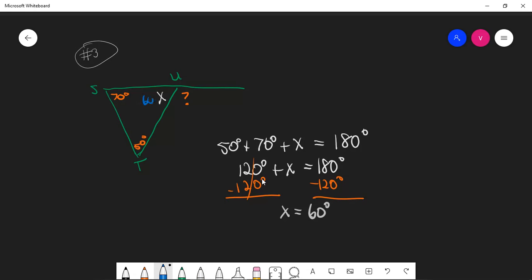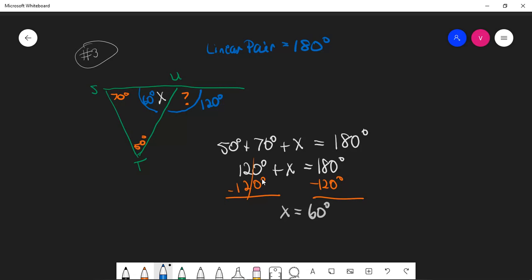If X is equal to 60, these 2 right here, this plus this should equal, look at that, half a circle there, right? That whole thing is a linear pair. It should equal 180, right? So 60 plus 120 equals 180.